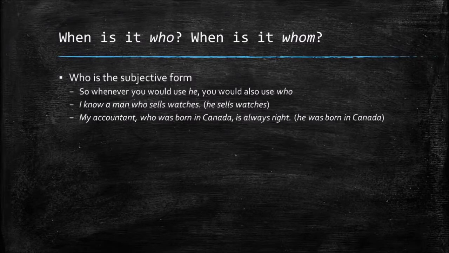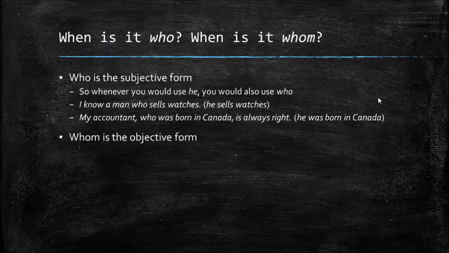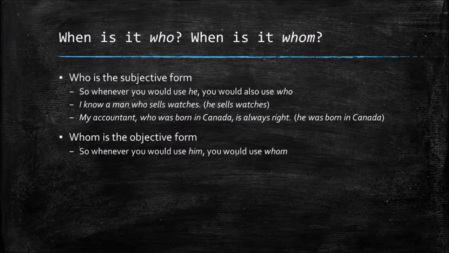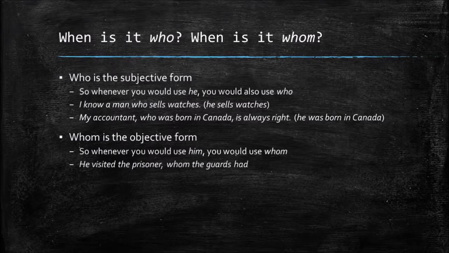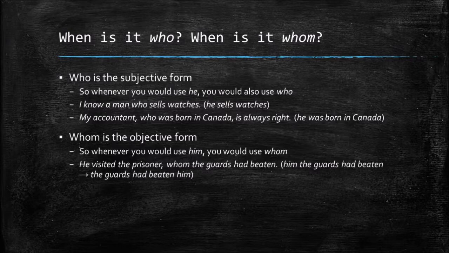My accountant, who was born in Canada, is always right. He was born in Canada. See how if I can substitute he for who, then I know that it's correct. Whom is an objective pronoun. It's the objective relative form. So whenever you would use a pronoun like him, you would also use whom. He visited the prisoner whom the guards had beaten. We could say him the guards had beaten, or actually in English we'd flip this around and say the guards had beaten him.